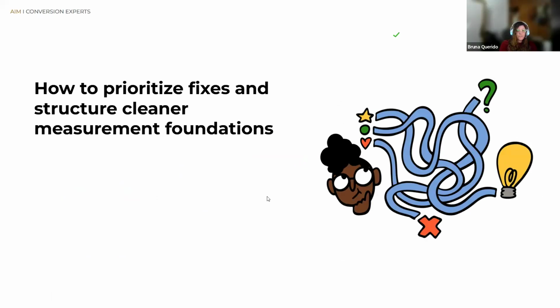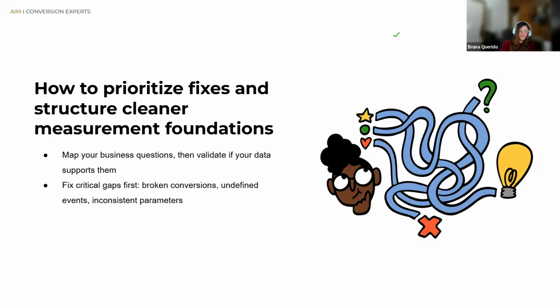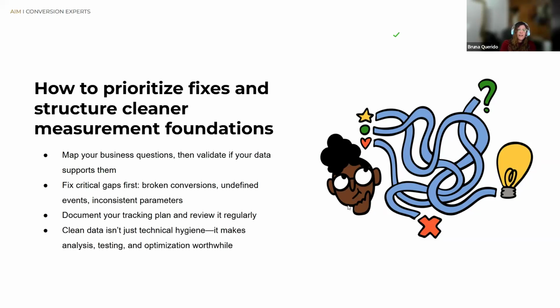And how to prioritize fixes and structure cleaner measurement foundations. So you have to start by mapping your business questions. Then you have to validate if your data supports the business questions. You also have to fix the critical gaps first: broken conversions, undefined events, inconsistent parameters. You have to build a habit of documenting your tracking plan and reviewing it regularly. And clean data is not just technical hygiene. It's what makes all your analysis, testing, and optimization efforts actually worth it. So you have to be sure that you are tracking correctly and cleaning the data correctly, to not capture noise and wrongful behaviors.